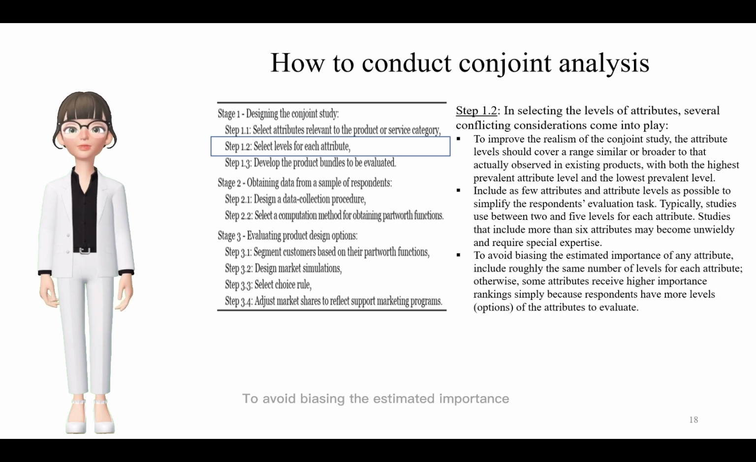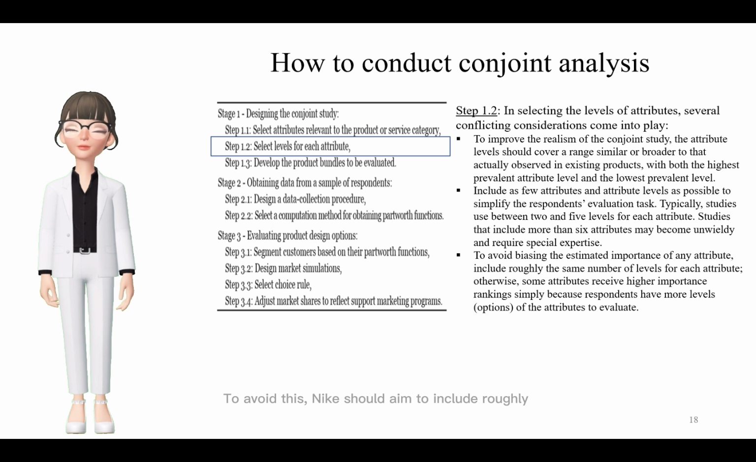To avoid biasing the estimated importance of any attribute, it is important to include roughly the same number of levels for each attribute. For example, Nike may consider including 3 to 5 levels for each attribute. If Nike were to include 10 levels for the color attribute and only 3 levels for the other attributes, respondents may be more likely to assign greater importance to the color attribute because they have more options to choose from. This could result in misleading conclusions about the true importance of each attribute.